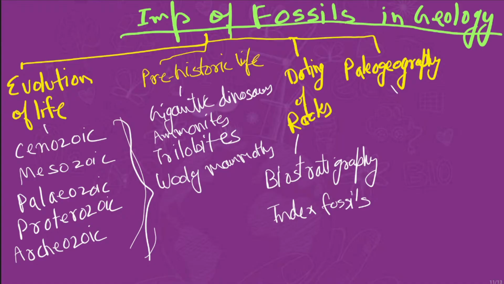Based on the fossil similarities between South America, Africa, Australia, Antarctica and India, we know that these landmasses were united during the late Paleozoic era and formed a supercontinent known as the Gondwana landmass.